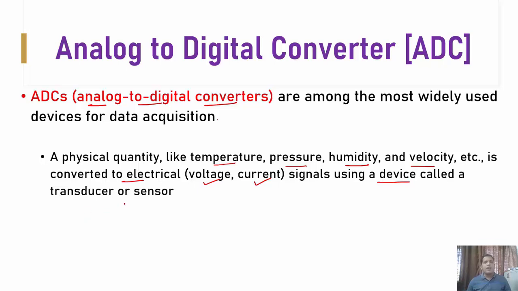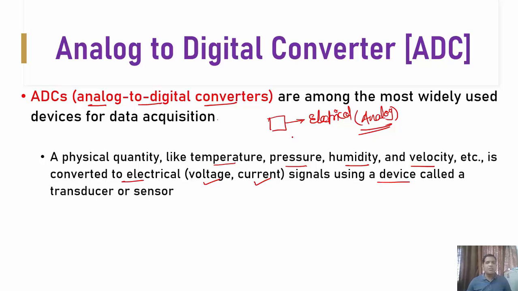For example, if you want to sense temperature, we use a temperature sensor. For pressure, a pressure sensor. For humidity, a humidity sensor. For velocity, a velocity sensor. What is it going to do? Simple. Whatever analog quantities are there are converted into their equivalent electrical signal. So this is the first task, and this equivalent electrical signal is present in analog format. The sensor converts one form of energy into another, as we know.